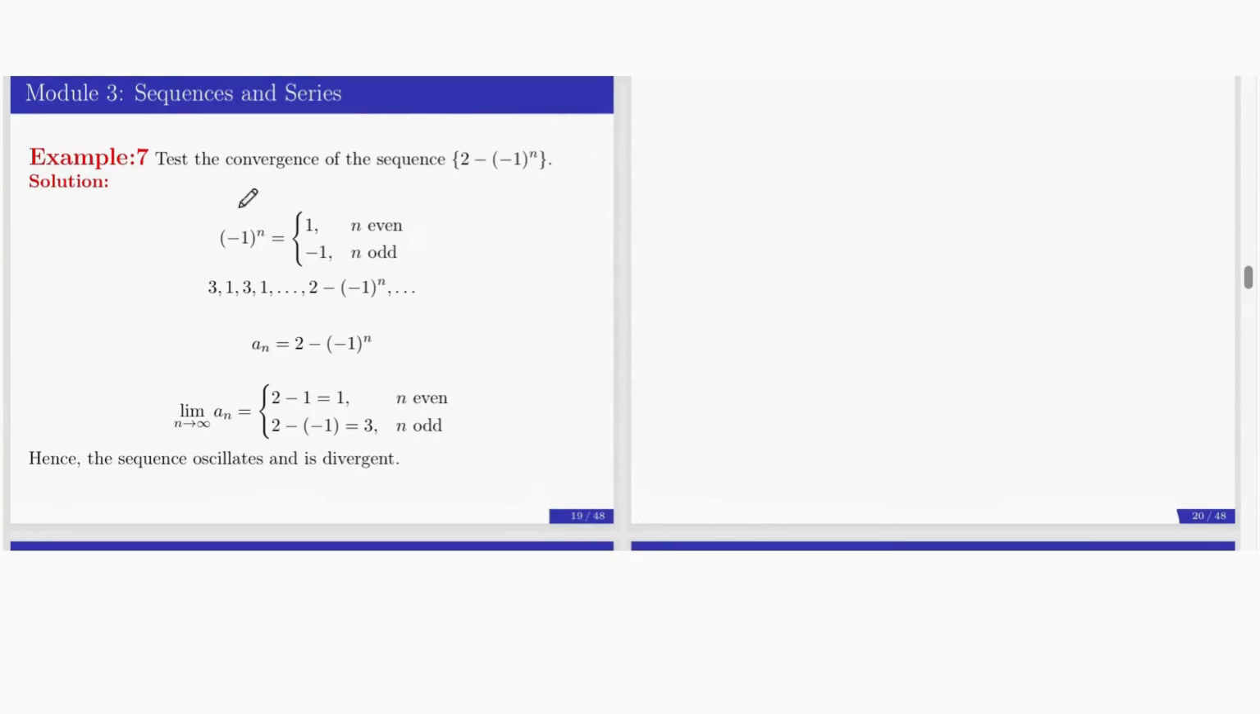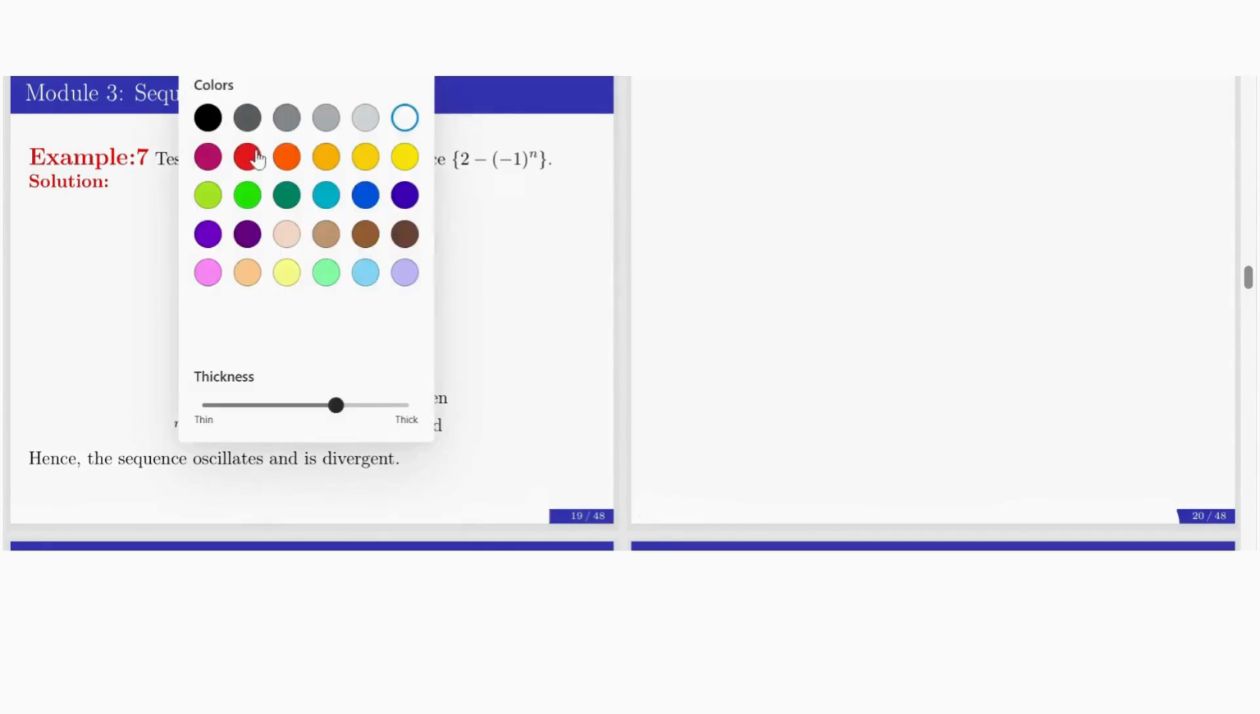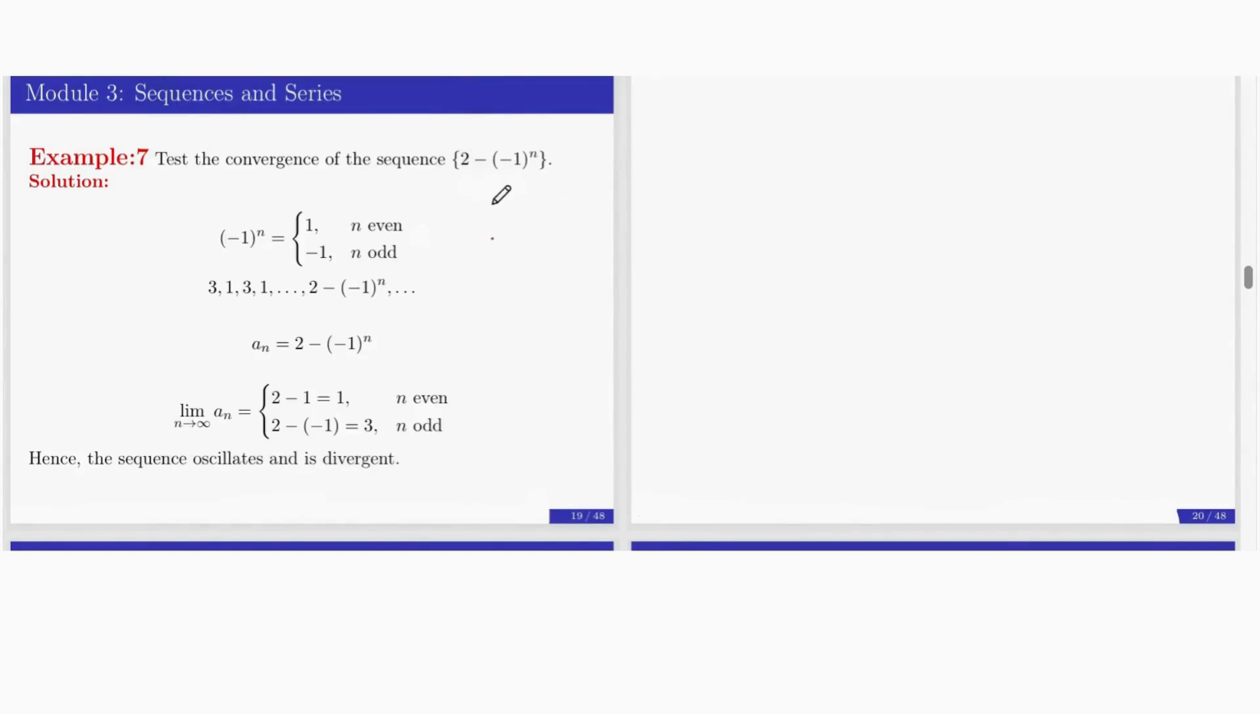Example 7. Test the convergence of the sequence 2 minus 1 raised to n. For this sequence, first of all, we need to check what the value of minus 1 raised to n is. First write the terms of this sequence. Here I am breaking the sequence into two parts. The first is 2 and the second is minus 1 raised to n.